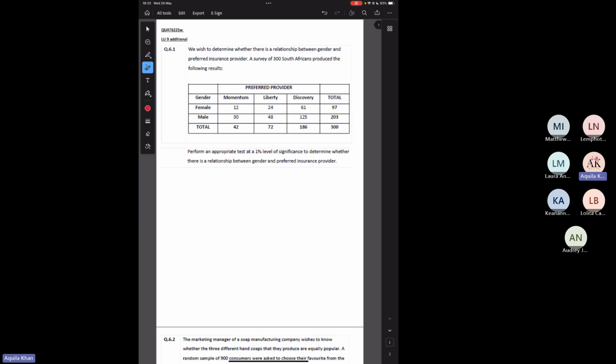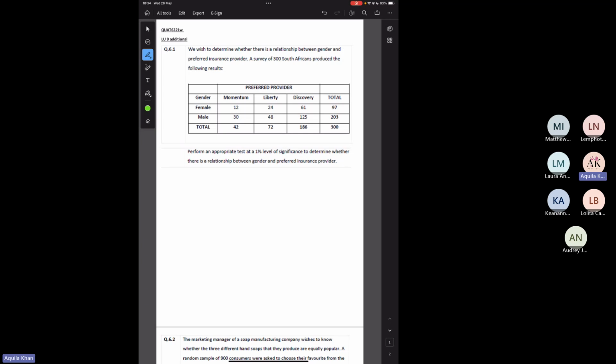So this says to you, we wish to determine whether there is a relationship between gender and the preferred insurance provider. As I said, here you are literally told that you are trying to test whether there is a relationship.